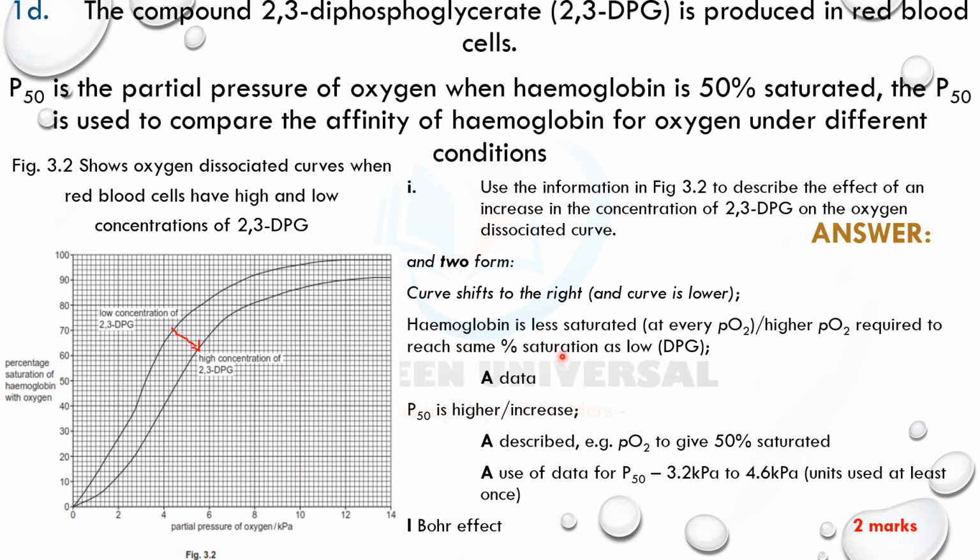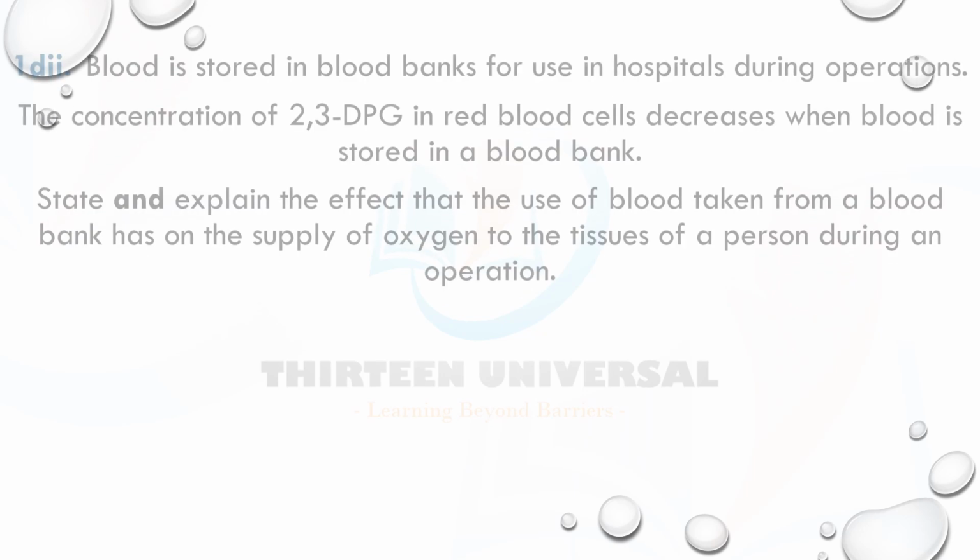So can you see the P50 is higher? Using the data for P50, this is 3.2 here, but when we increased it, from here to here, it increased from 3.2 to 4.6. So that's the effect. Don't use the Bohr effect, because the Bohr effect has to do with CO2. All right, let's go to the next question. I think we're done with this question.